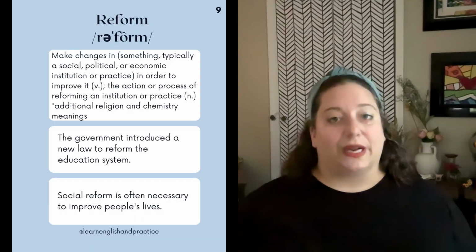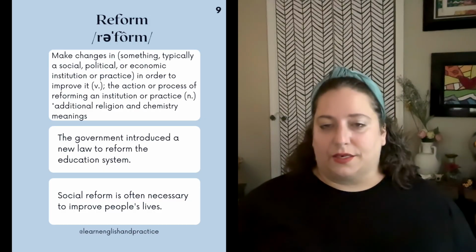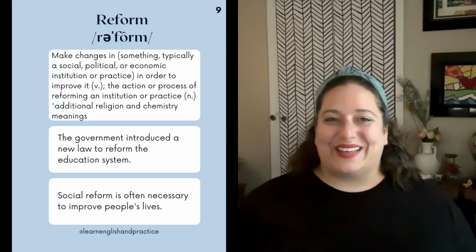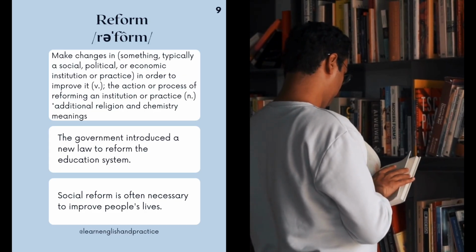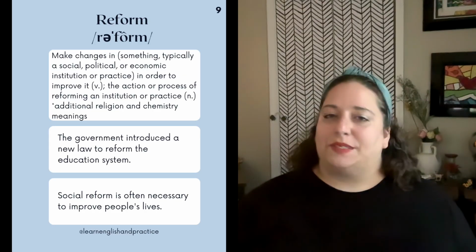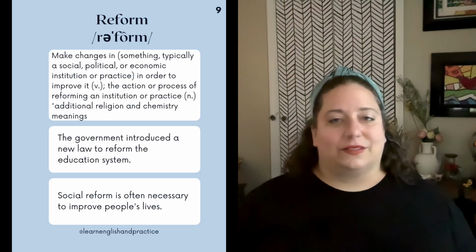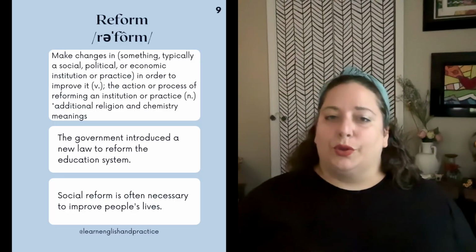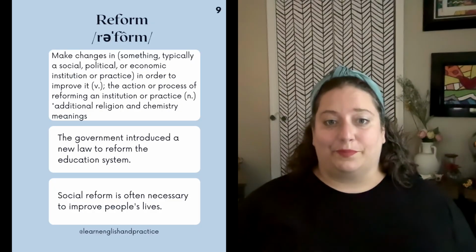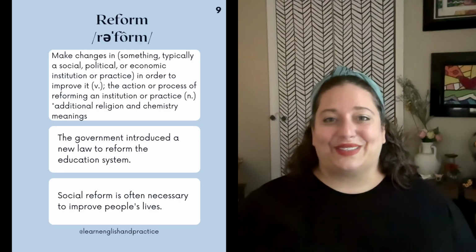So, take, for example, the rehabilitation of prisoners. When prisoners are locked up, the expectation is that they work on reforming themselves and becoming better future members of society by working on themselves, building new skills, building a new mindset. And that is something that's expected of them, to reform themselves. Examples are the government introduced a new law to reform the education system. Social reform is often necessary to improve people's lives.